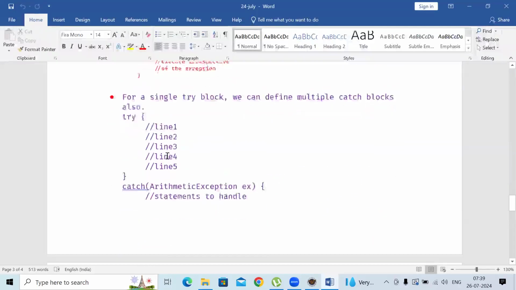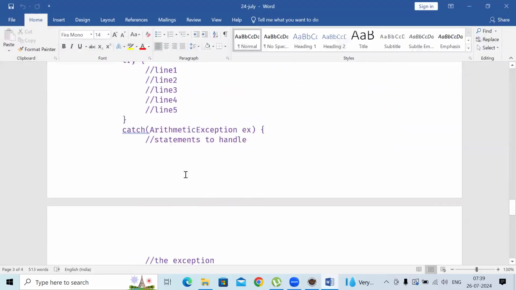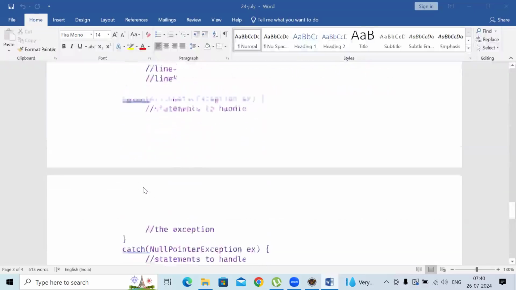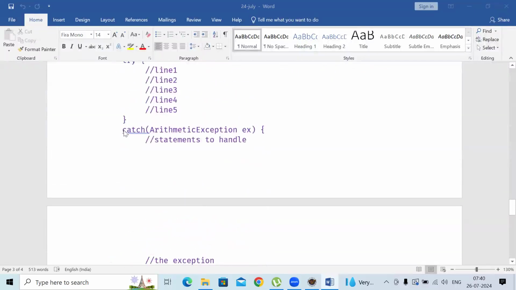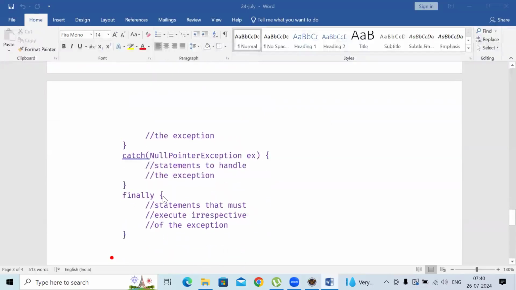And when we are writing try and catch blocks, suppose we have a single try block. One try block can have multiple catch blocks. So at the time of writing the multiple catch blocks, there is some discussion going on, right? I'll explain what the discussion is here.